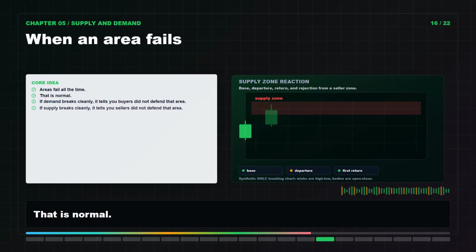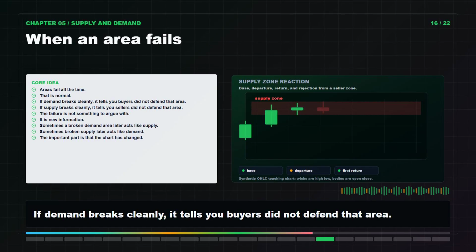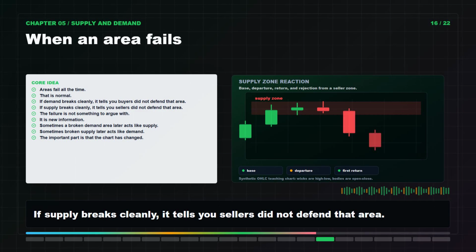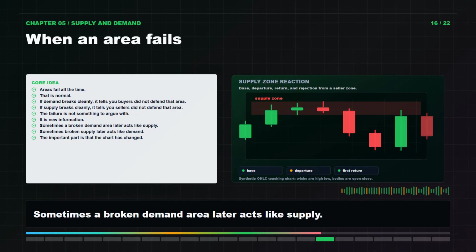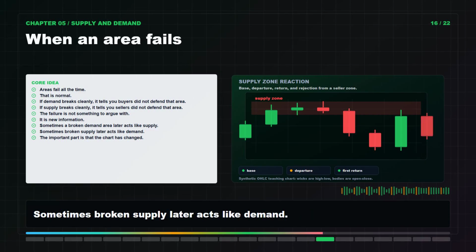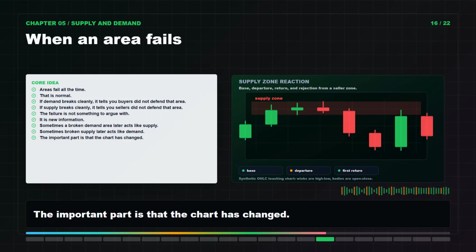Areas fail all the time. That is normal. If demand breaks cleanly, it tells you buyers did not defend that area. If supply breaks cleanly, it tells you sellers did not defend that area. The failure is not something to argue with. It is new information. Sometimes a broken demand area later acts like supply. Sometimes broken supply later acts like demand. The important part is that the chart has changed.